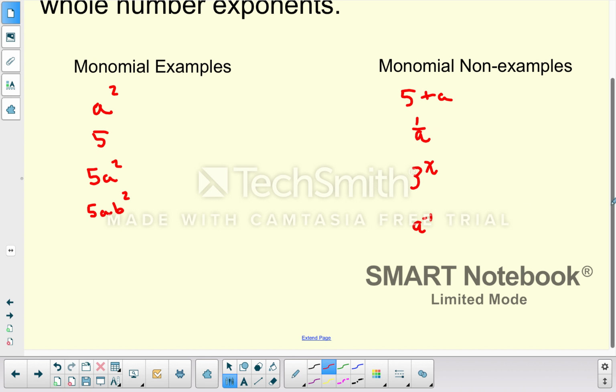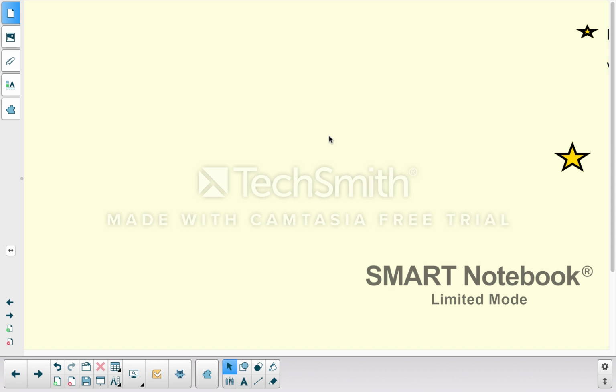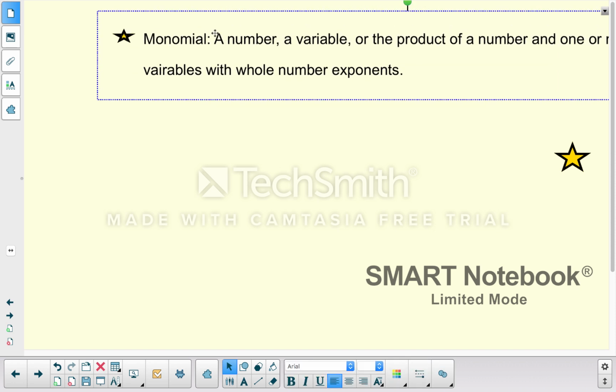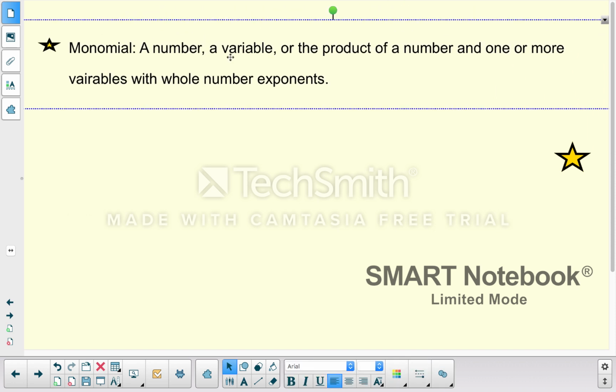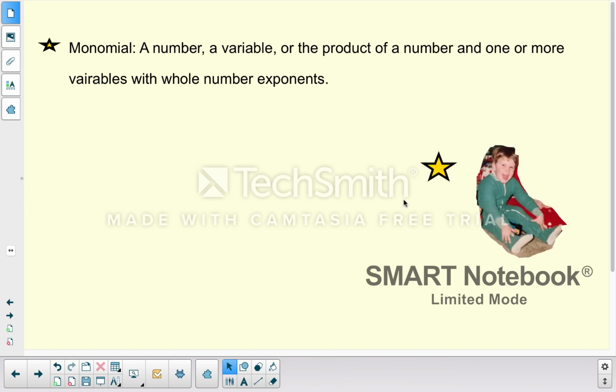But this definition's going to be something that you're going to want to have memorized. So what's a monomial again? You don't know? All right, make sure you're pausing the video. I really suggest making flashcards of these terms because every single form that you fill out this week is going to have to do with this vocab. Again, a monomial is a number, a variable, or the product of a number in one or more variables with whole number exponents.